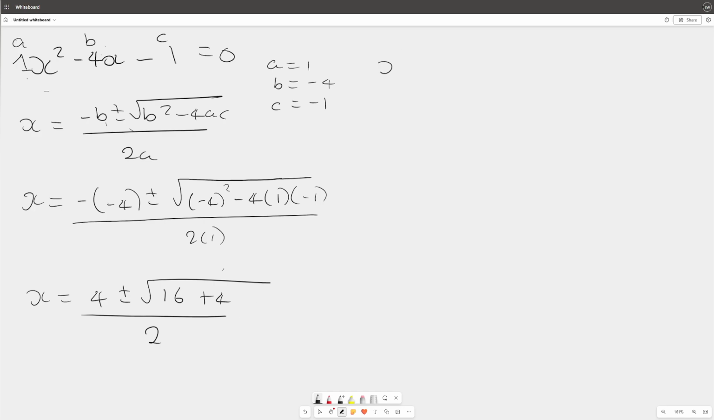I'm going to just move up here quickly, and we can simplify this further. So this 16 and this 4 can add to become the square root of 20. So we have 4 plus or minus the square root of 20 over 2.